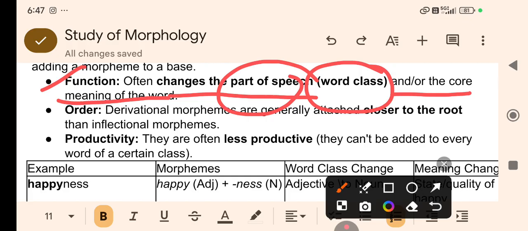Finally, derivation means the word changes into a new form, or we can say the part of speech changes, like the grammatical function. It is formed in a new grammatical function, right? It makes a new grammatical position.